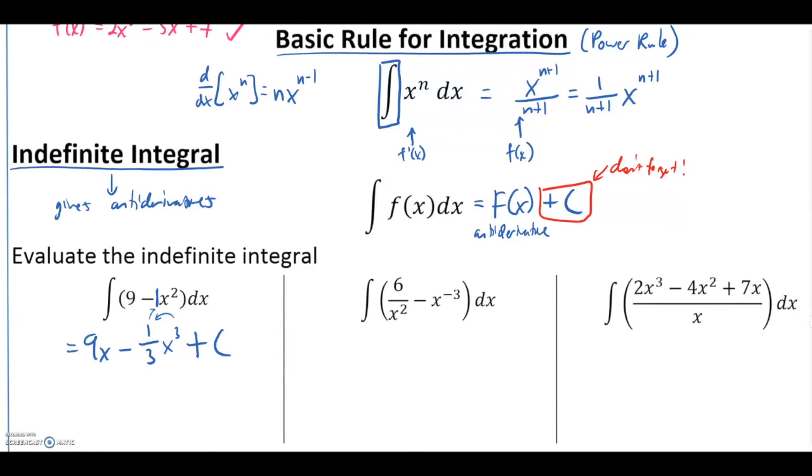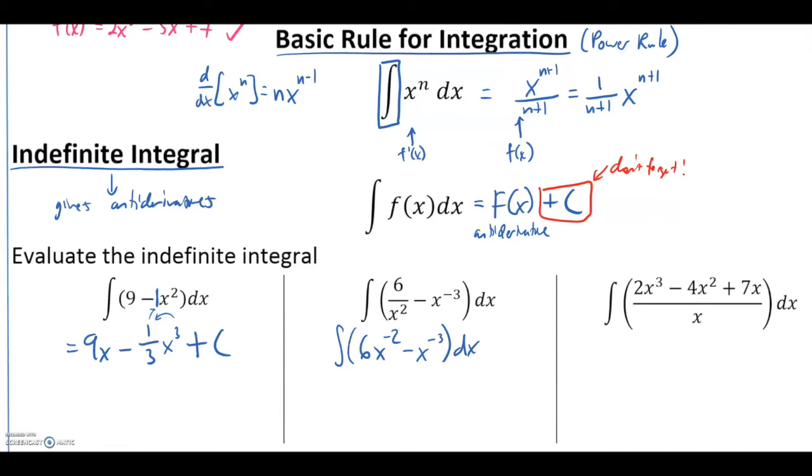Example 2, this integral of 6 over x squared, that's going to be a little bit tough to work with what we currently know, so we're going to change that and look at it as the integral of 6 times x to the negative 2 minus x to the negative 3 dx. The same types of rewrites that we did when we worked with derivatives.